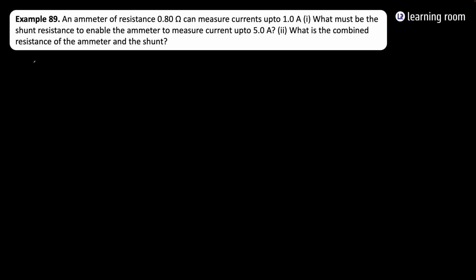Ammeter of resistance. So what have they given here? It is not the resistance of the galvanometer, it is the resistance of the ammeter. So an ammeter of resistance 0.8 ohm. So resistance of ammeter is 0.8 ohm, can measure a current up to 1 ampere. What must be the shunt resistance to enable the ammeter to measure current up to 5 ampere?